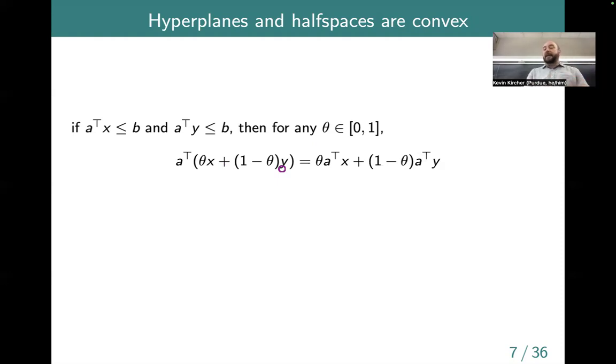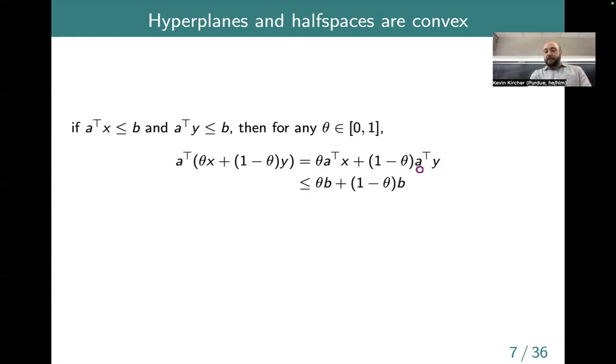Meaning if we take A transpose, multiply it by that convex combination, we want to be able to show that the resulting value is going to be no larger than the right-hand side b. So we distribute out the a to each of the terms here. The scalars, the theta and the 1 minus theta, we can factor out of the dot products. And then we have a transpose x less than or equal to b, and we're multiplying by a number theta, which is non-negative. It can't be any smaller than 0.